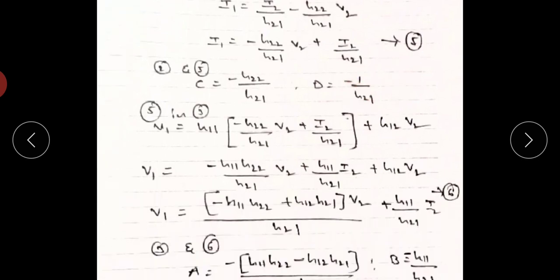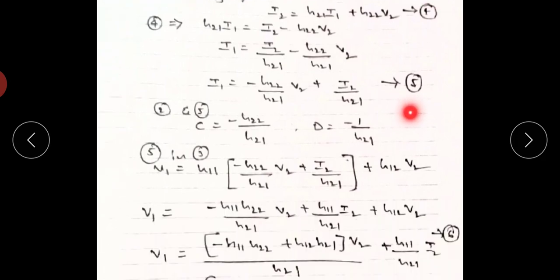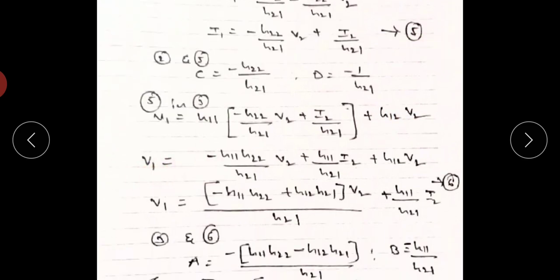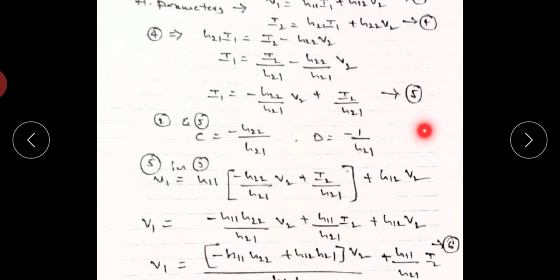So now substitute equation 5 in equation 3. So equation 3, V1 equation: V1 equals H11 I1 plus H12 V2. Substitute I1 equals this equation. So V1 equals H11 into the equation plus H12 into V2. So next, V1 equals minus H11 into H22 by H21 into V2 plus H11 by H21 into I2 plus H12 into V2. So V1 equals minus H11 into H22 plus H12 into H21, by H21 into V2, plus H11 by H21 into I2. Equation number 6.